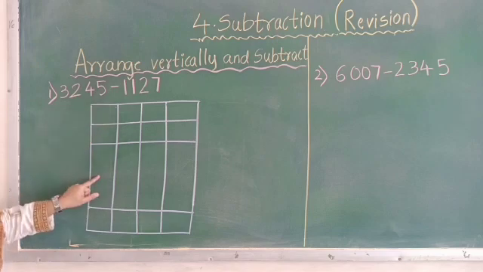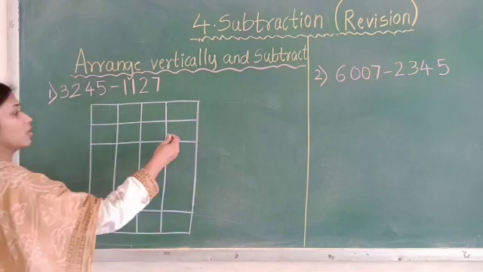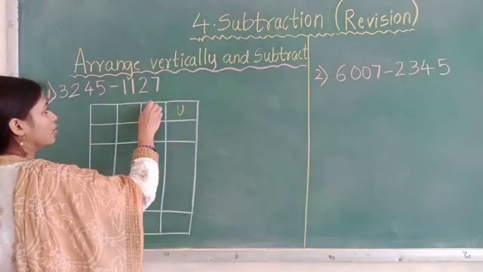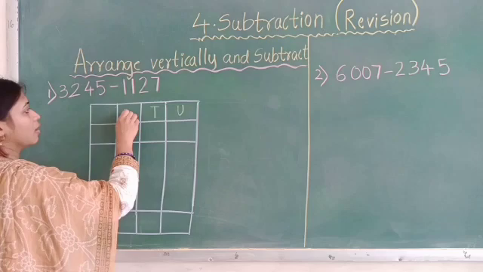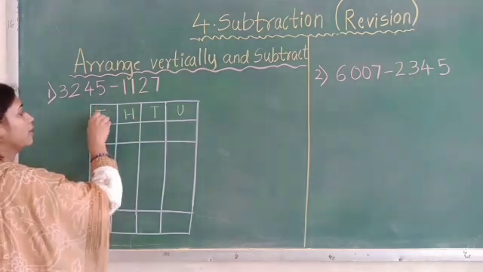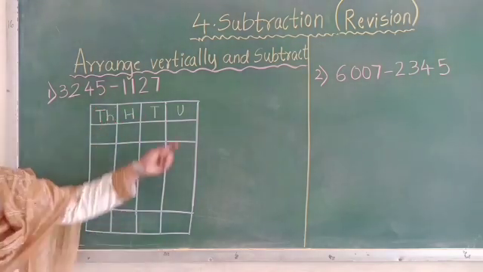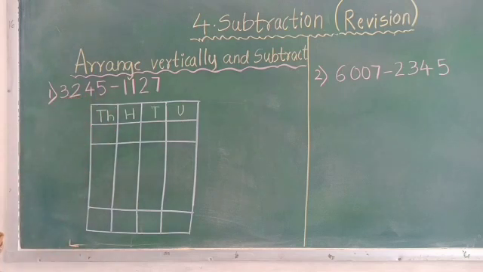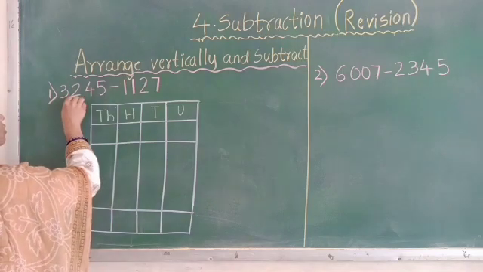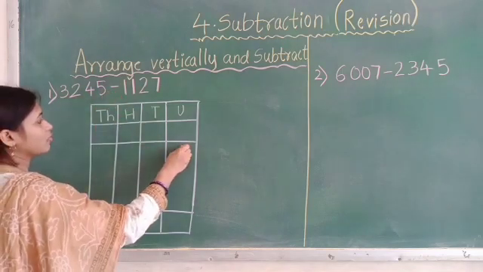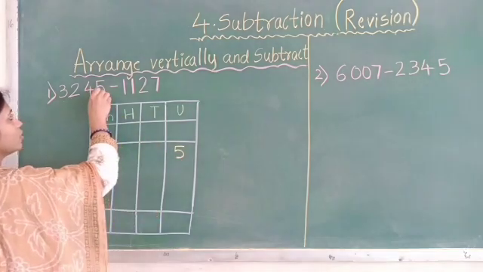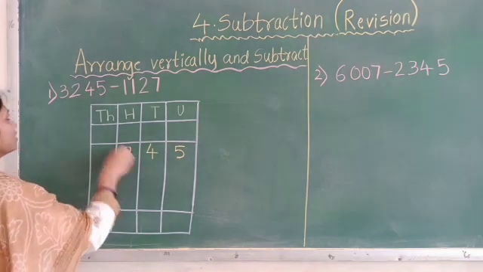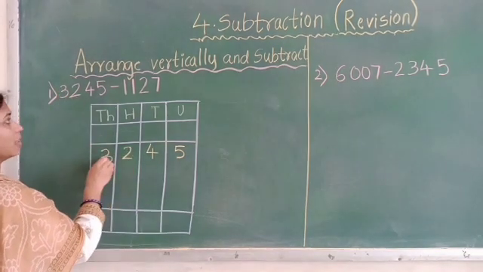Now here we have to draw the table like this. What will we write here? We start from units, tens, hundreds and thousands. This space we will leave empty. What is the first number here? 3245. We start from the units place. 5 in the units place, 4 in the tens place, 2 in the hundreds place and 3 in the thousands place.